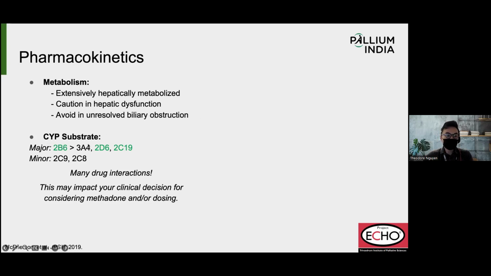And in regards to CYP substrates, this is the main means where methadone is metabolized, through the CYP enzymes. And key ones to look at are 2B6, 3A4, 2D6, and 2C19. And it also does have minor metabolism through the CYP2C9 and 2C8 pathway. So this does mean methadone does have a lot of drug interactions. So this can impact your clinical decision for considering methadone and or its dosing.